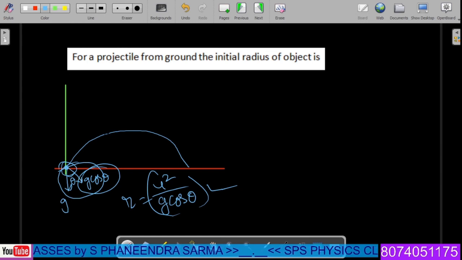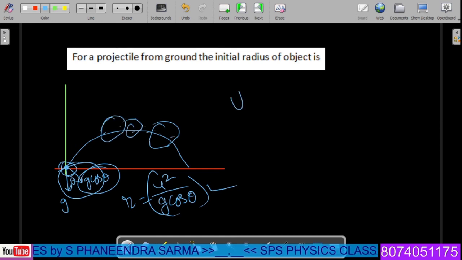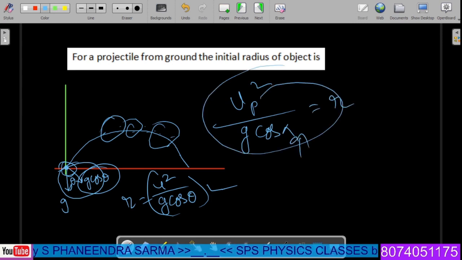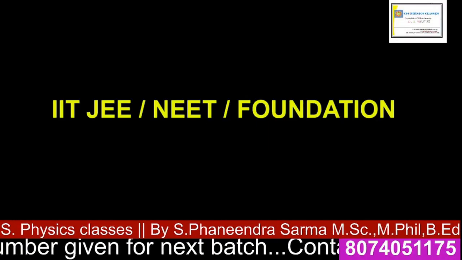Suppose we need some other location, here or here or somewhere else. There you have to consider the speed at that location, say Vp square by g into cos alpha, where alpha is the angle at that particular instant of motion. So like this we can compute this particular case.